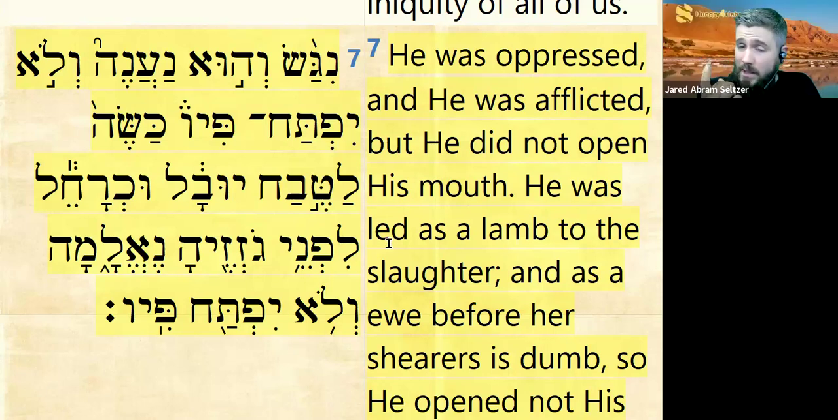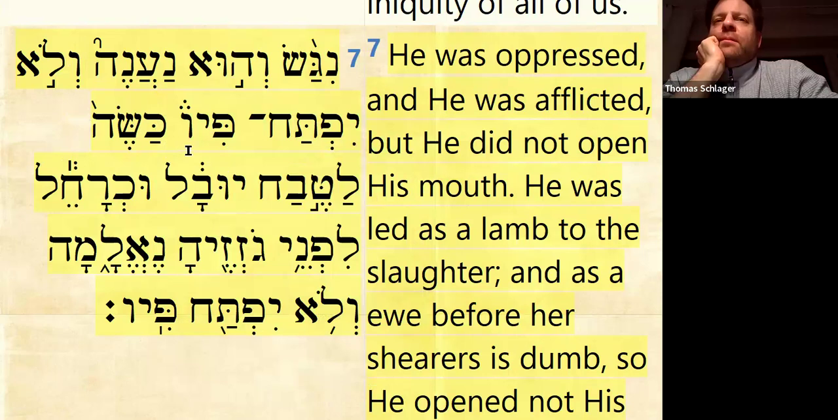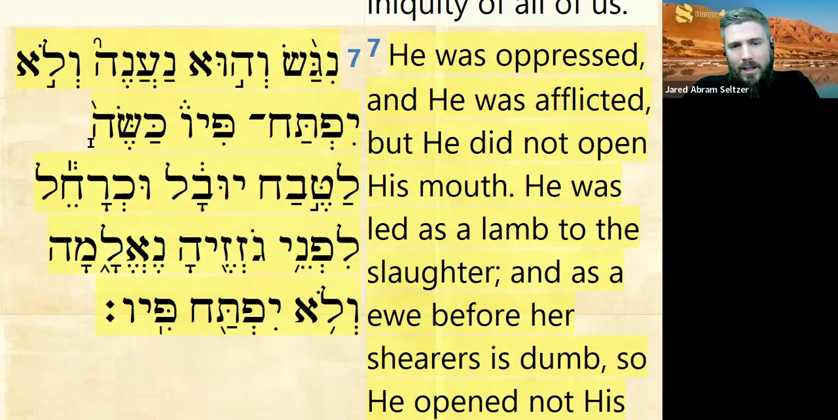Oh, by the way, anytime you have questions about the Hebrew translation, you can always go back and look at the Septuagint and say, well, what did they think 2,000 years ago? Right? And get a pretty good idea of how it was translated back then. And that's part of the reason why translations will translate certain words the way they do. Velo yiftach, and he did not open his mouth. Kaseh, like the lamb.